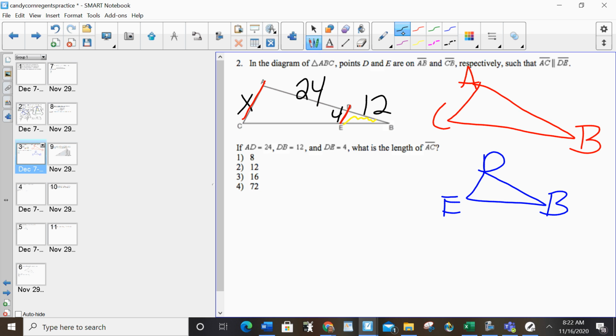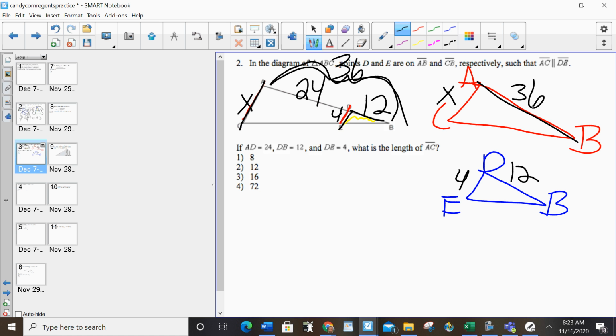Expect to have to add or subtract. So right off the bat, I'm going to look to see if I can add or subtract something. And yes, I can add that 24 and 12 to get that 36. So the small one's usually easiest to deal with. DE is 4, DB is 12. Now for the big one, AC is X, and AB is this whole thing, which is 36.